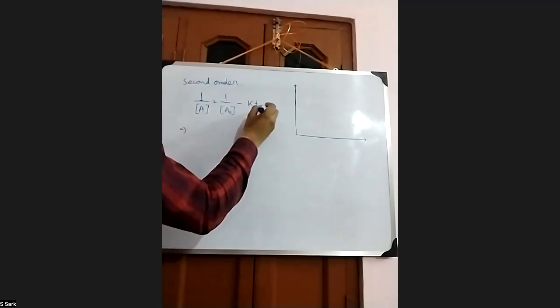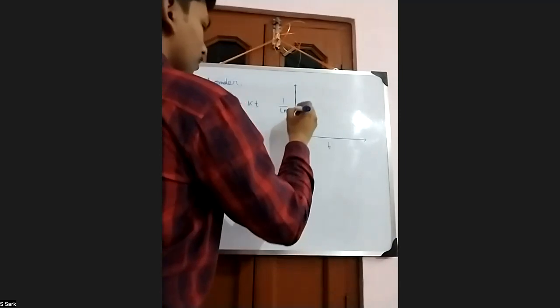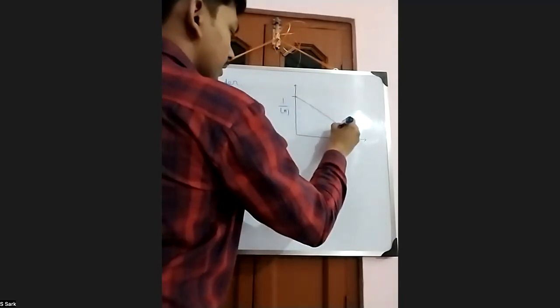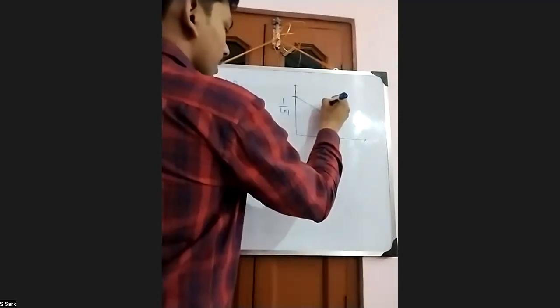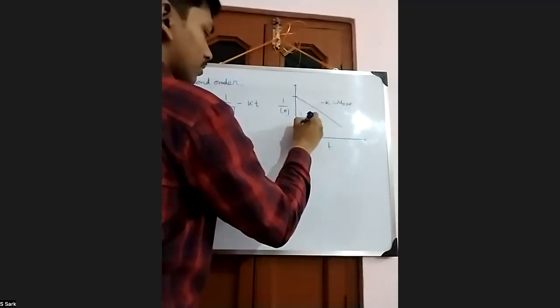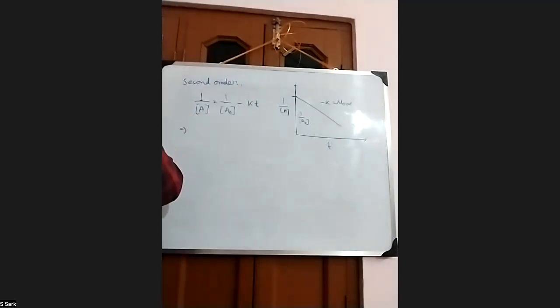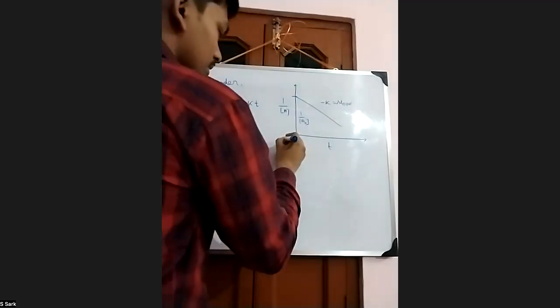And we can also get the direct relation of A, but it will consist of a mixture of expressions, and the equation will be more difficult to plot. So we can use, or we get, the A by A0 plot versus t, which will look like this.